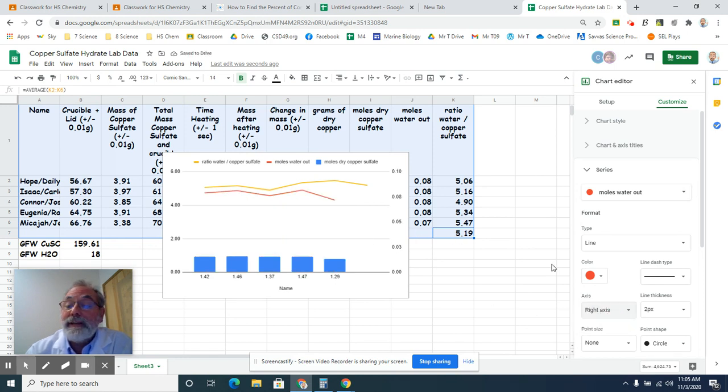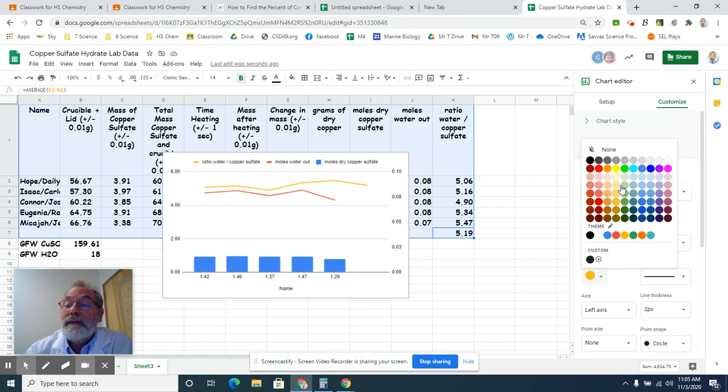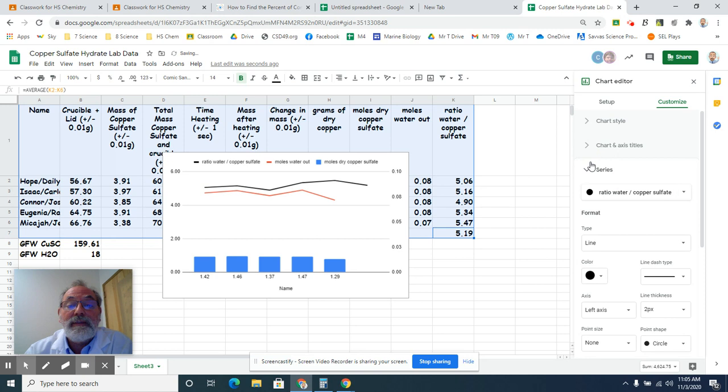And the only one left to get now is my ratio of water, and that's this one. I think that's more important than that. I'm going to make it a black line, or I think black is probably best in this case.